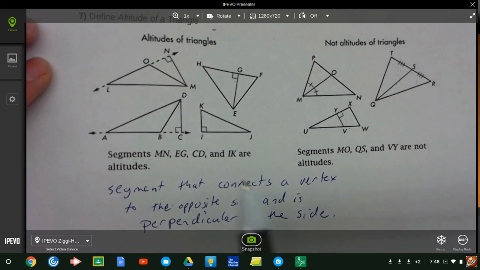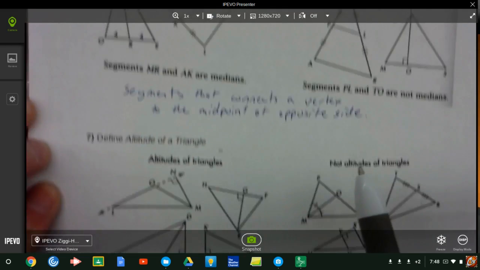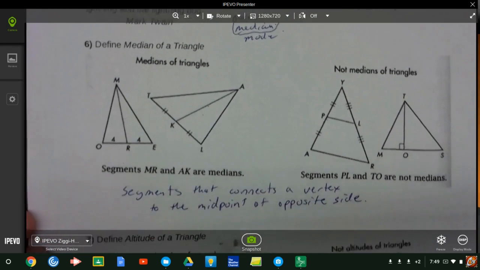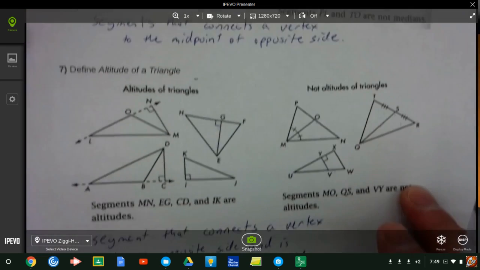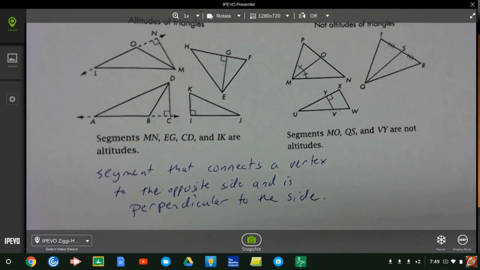Okay, so for an altitude, the key is that you got to be perpendicular to that side. For a median, the key is that you got to be to the midpoint. So that's the difference between altitudes and medians.